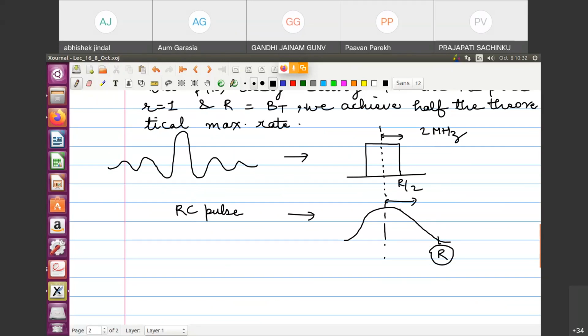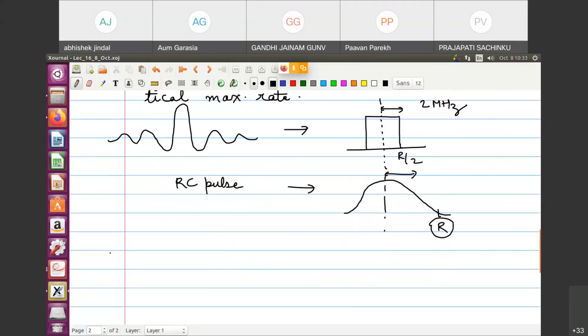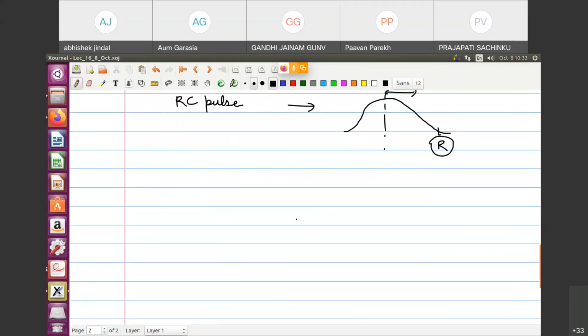I think this should be clear, because whatever band is given, within 2 megahertz, if you have to support a rate of 1 megahertz, then you have to use a sync pulse. But with the RC pulse you have to decrease R, then only your RC pulse can fit in this 2 megahertz. Okay? This should be clear. That is what I wanted to say.